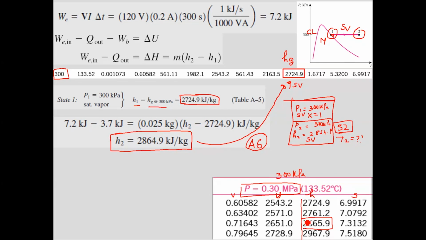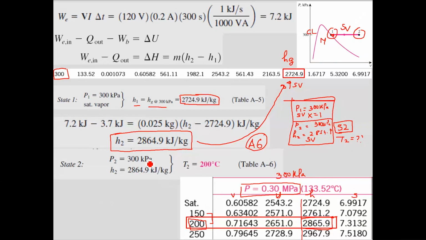It's my choice. I can still do the interpolation between 2865.9 and 2761.2 to find out my temperature between 150 and 200 degrees centigrade. But since the value is very close to 2864.9, I'll not do the interpolation to save time. I'll consider 200 to be my temperature. Clear enough? So P2 and H2 are given to me. For these two conditions, superheated vapor, my temperature is 200 degrees centigrade. Is it clear?